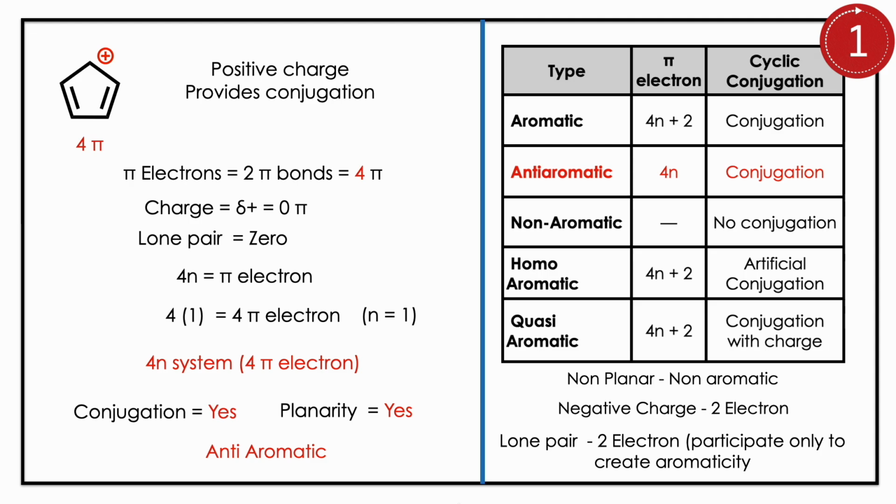Conjugation is definitely there because the positive charge helps it. And planarity is possible because all are sp2 carbons. So 4n, conjugated, planar, means the given compound is anti-aromatic.